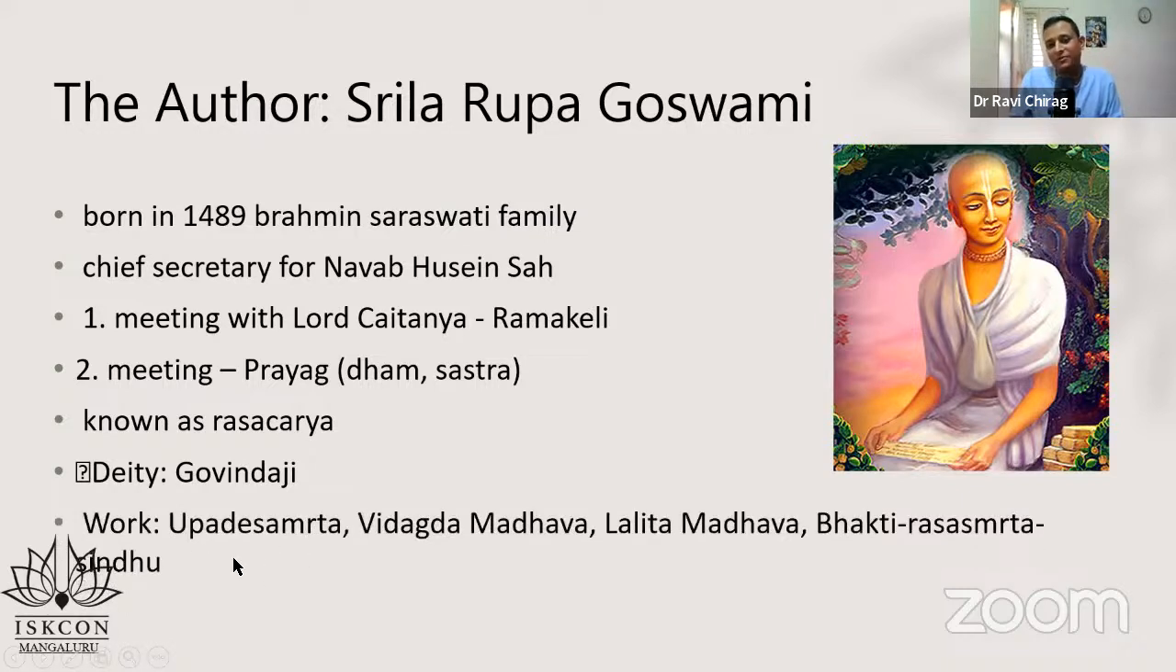I was telling you what works he has done. So Upadeshamrita is there, and Bhakti Rasamrita Sindhu. Upadeshamrita is Nectar of Instruction, and Bhakti Rasamrita Sindhu is Nectar of Devotion. These 2 books we are going to cover. Lalita Madhava and other books are also there. We are not going to cover those, but Upadeshamrita and Bhakti Rasamrita Sindhu, very important books, we are going to cover in level 3.